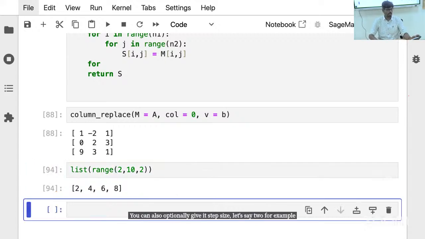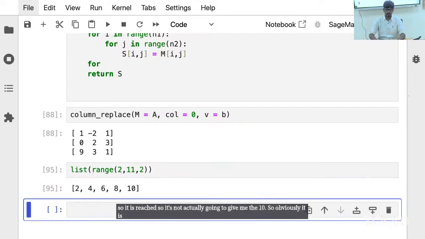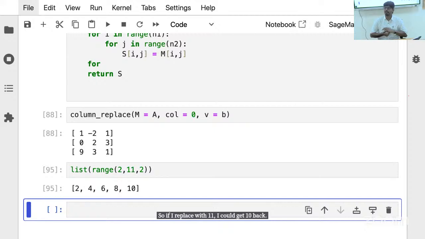Then it's going to start with 2, and every time what's it going to do? It's going to advance it by 2 units. So 2, and then next is 4, and then 6, and then 8. Obviously, the last number is 10, so it is not reached. So it's not actually going to give me the 10. If I replace it with 11, I should get 10 back. Yeah, so that's the range function. The range function is giving you this flexibility of actually having the numbers.